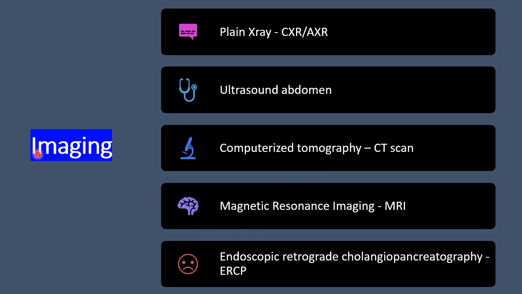So the imaging methods used for investigating this patient will be a plain X-ray, which consists of a chest and abdominal X-ray, ultrasound scan of the abdomen, a computerized tomogram or CT scan of the abdomen, magnetic resonance imaging MRI if it is necessary, and endoscopic retrograde cholangiopancreatography or ERCP if there's evidence of bile duct obstruction.